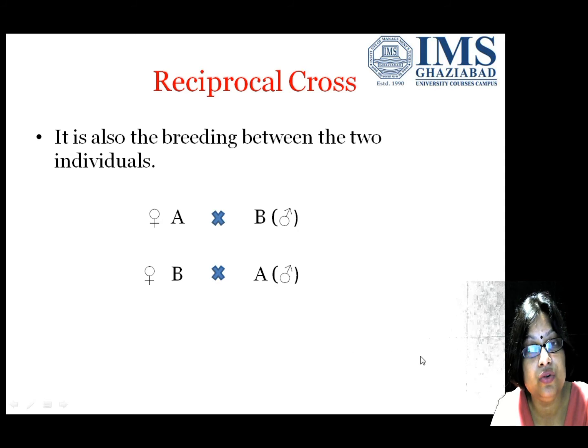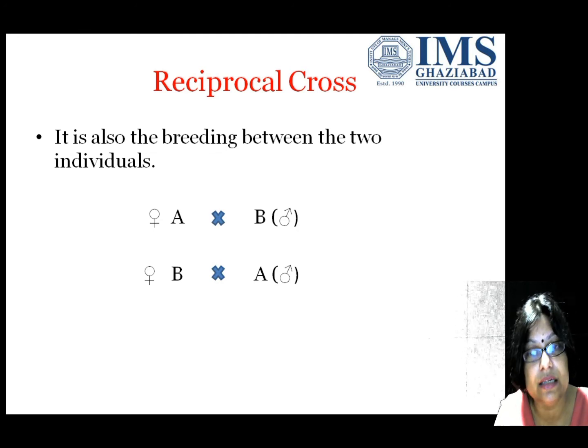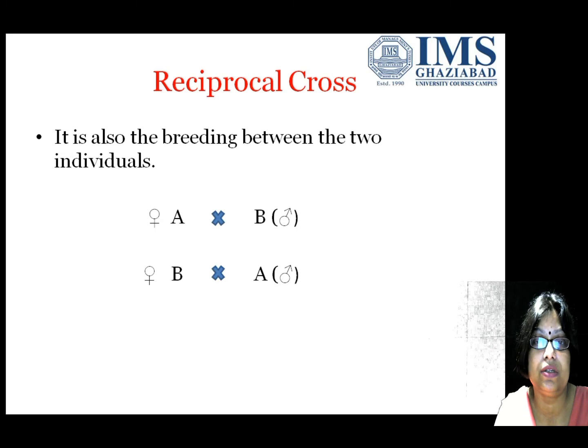What we do is revert the individuals. Now B turns into the female and A turns into the male. So this cross is called the reciprocal cross, and the mating in all the hybridization experiments will be done in the same way. So the cross and the reciprocal cross, I think you will understand now.